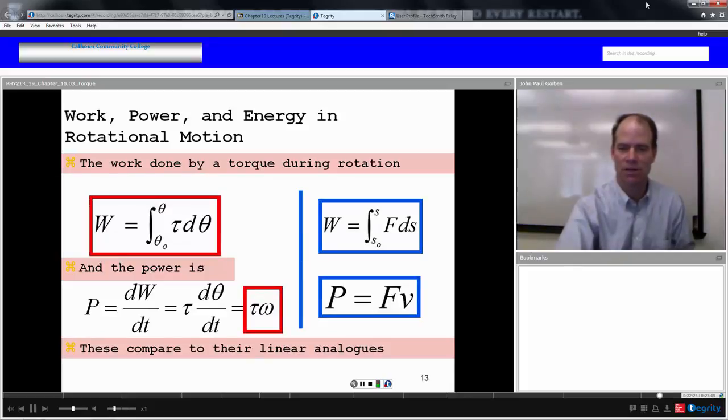Note how similar these are to their linear analogs. Work done for a linear motion is force times linear displacement ds, integrated over the displacement. And power is force times linear velocity. So power for linear motion is force times velocity. Power for angular motion is torque times angular velocity. Very good. We have concluded our total analogy. The forms of these equations are the same. We just have different variables to deal with in these situations.